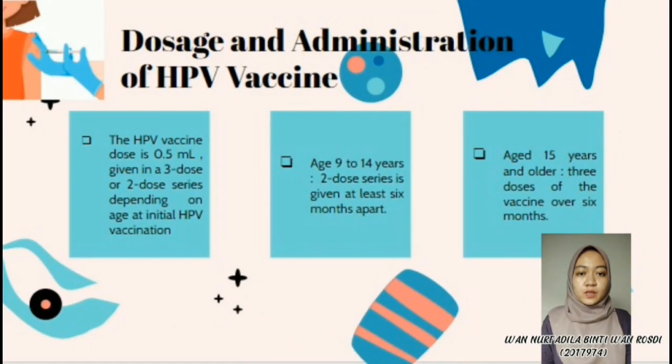Okay, next we will look at the dosage needed for the HPV vaccine. The HPV vaccine dose is 0.5 ml, given in a 3-dose or 2-dose series depending on age at initial HPV vaccination. At initial dose at age 9 to 14 years, a second dose is given at least 6 months apart, while people aged 15 years and older need 3 doses of the vaccine over 6 months.